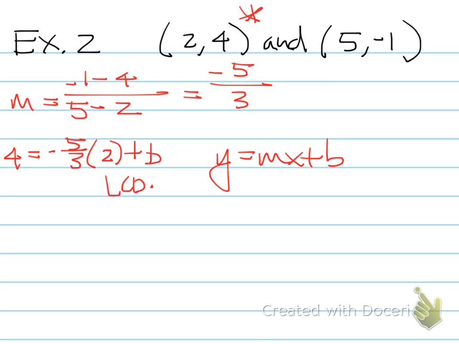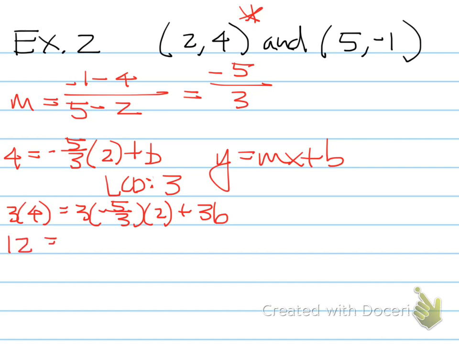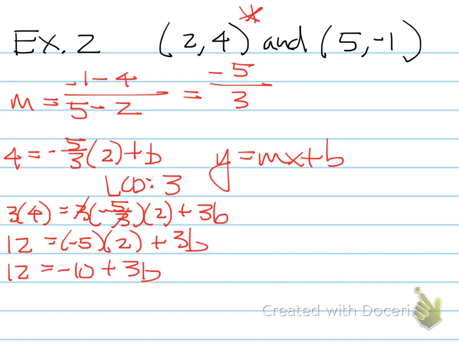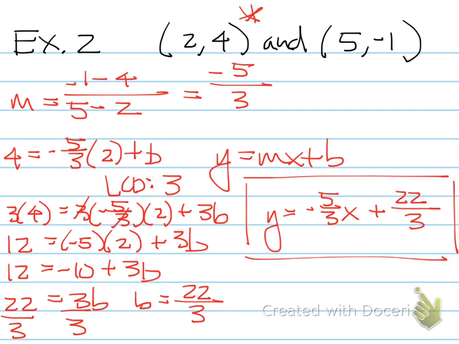We've got a fraction, so the LCD is 3. Multiply everything by 3 to clear that fraction, and we get 12 equals. The 3's cancel. Negative 5 times 2 plus 3b. Negative 5 times 2 is negative 10. Add 10 to both sides, and we get 22 equals 3b. Divide both sides by 3. We get b equals 22 over 3. Plug in the slope that we calculated and the y-intercept that we just calculated, and we get y equals negative 5 over 3x plus 22 over 3.